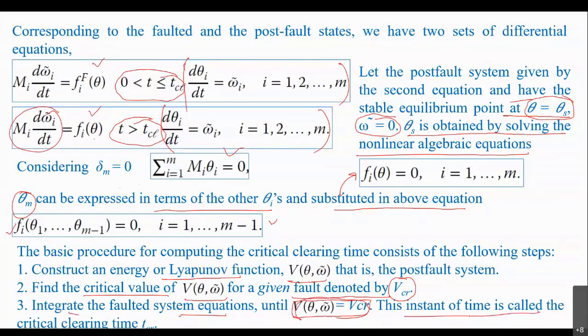Already we know in case of equal area criteria how to calculate this tCR. Here also it is somehow related to the equal area criteria. We'll discuss it later. So this is how we calculate it, by equating V theta omega tilde equal to VCR.